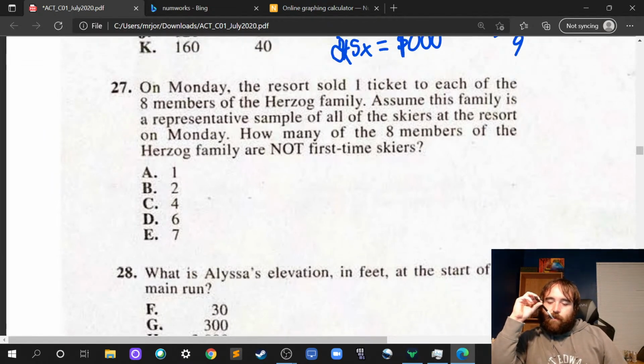On Monday, the resort sold one ticket to each of the 8 members of the Herzog family. Assume this family is a representative sample of all of the skiers of the resort on Monday. How many of the 8 members of the Herzog family are not first-time skiers?